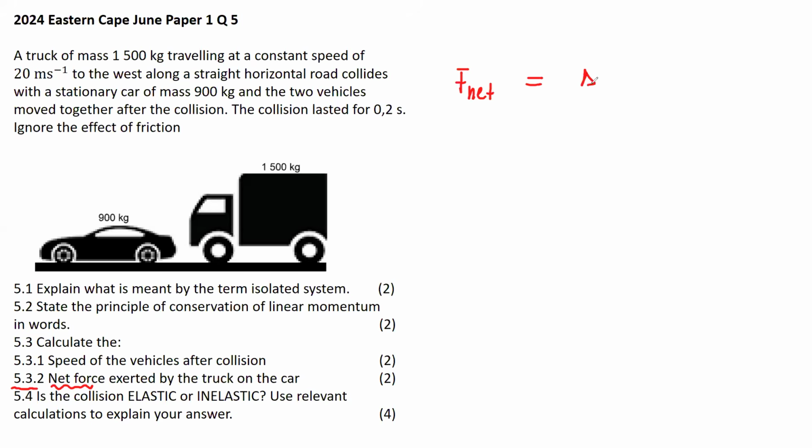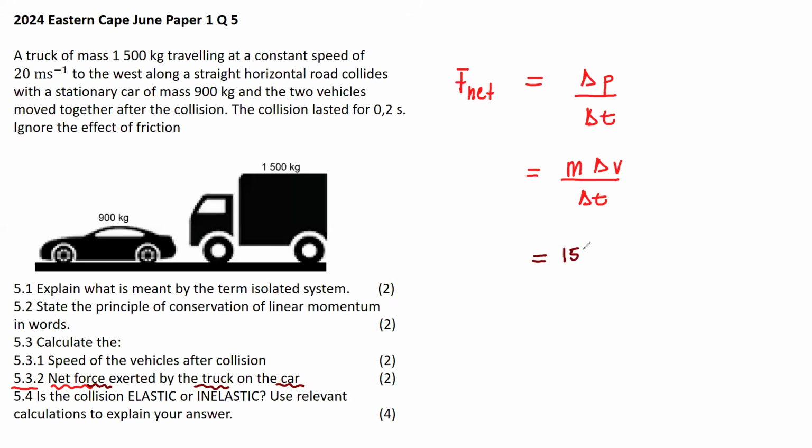I've seen an equation like this: F net is change in momentum over time. Change in momentum being the mass of the object multiplied by the change in velocity. What are we looking for? The net force exerted by the truck on the car. So let's use the information that we know about the truck, because it's exerting a force on the car. But I also want you to hear me out. Even if you use the information about the car, you still get the same answer. And I'll show you now. Let me use the truck.